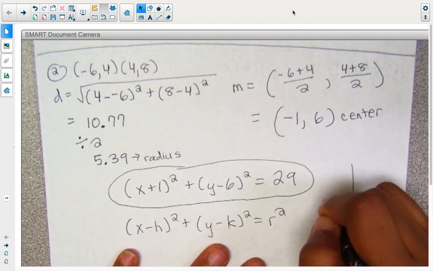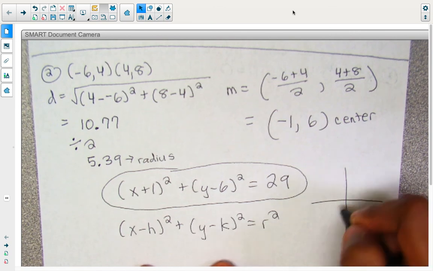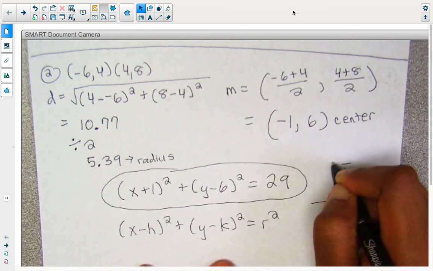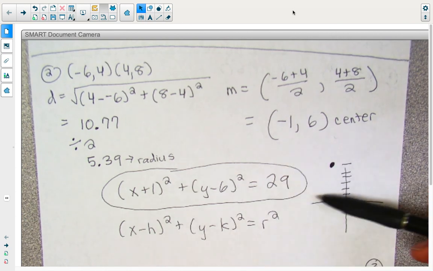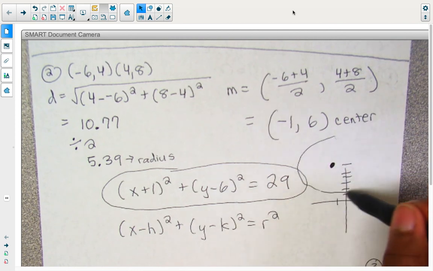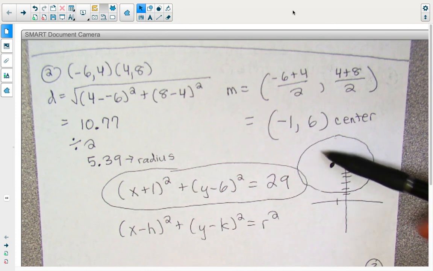Rough little drawing here, okay? My center is -1, 6. So -1, then 1, 2, 3, 4, 5, 6. My center of the circle is somewhere up here, and that means I will go around 29 spaces. This is not 29 because I'm on paper, but just for a visual, it gives you the center, and then it gives you the radius all the way around the circle.